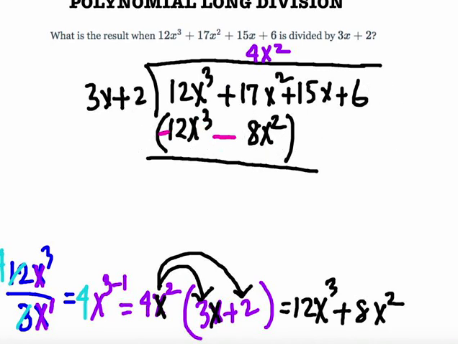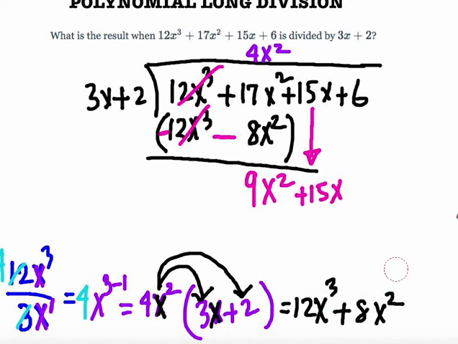So now we are subtracting and canceling out terms. You know that 12x cubed and this 12x cubed, since they're subtracting one another, cancel out. 17 take away 8 gives us 9, that's 9x squared. Once we have that, we will bring the next term down. We're working with 2 terms at a time. So the next term, once we bring it down, is 15x.